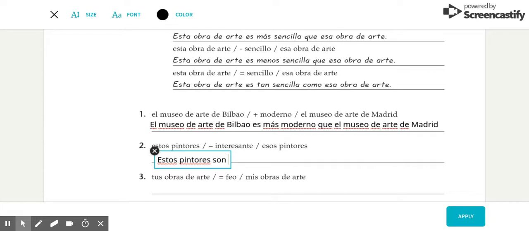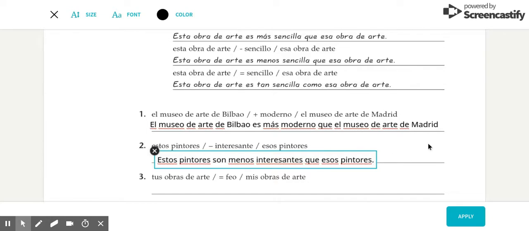So it's not going to be es, it's going to be son, but we need less interesting. Son menos interesantes. Son menos interesantes is important. We got to keep the agreement of gender and number with what we're talking about. Estos pintores son menos interesantes que, and then the rest is just copying it out. Esos pintores. And that's it. We're done.